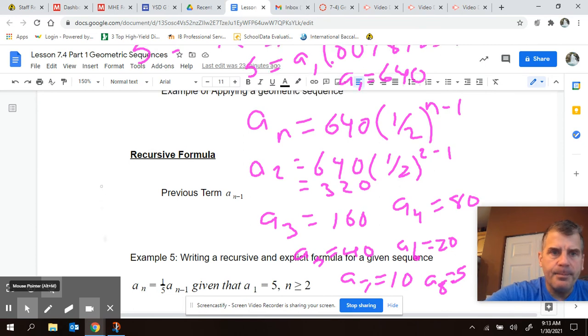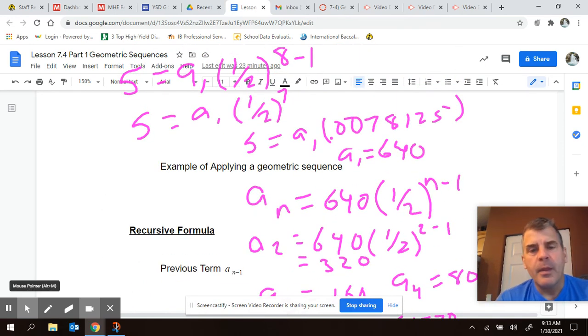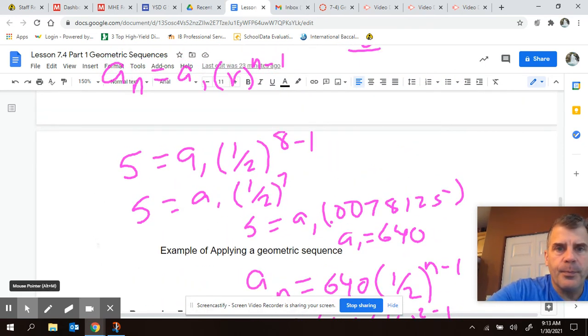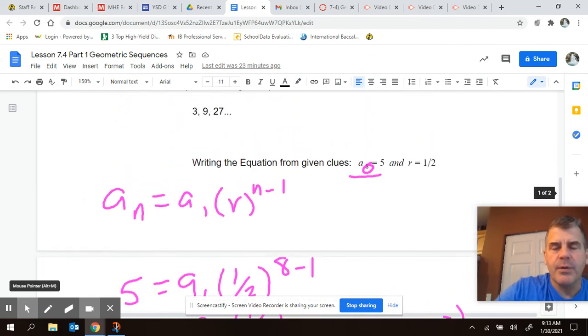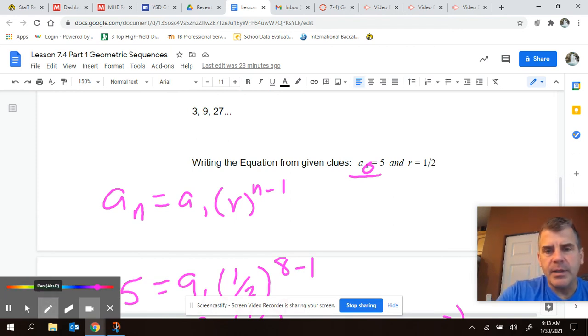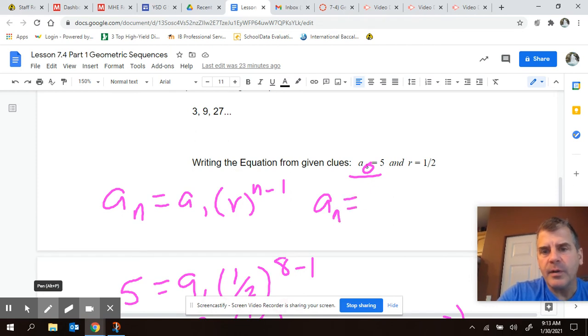Keep in mind, in this example, they wanted us to use the clues to write the equation. I've just vetted that process by listing everything out to make sure that it works. So that was a check. Really, all we need is that a sub n is equal to 640 times 1/2 to the n minus 1.